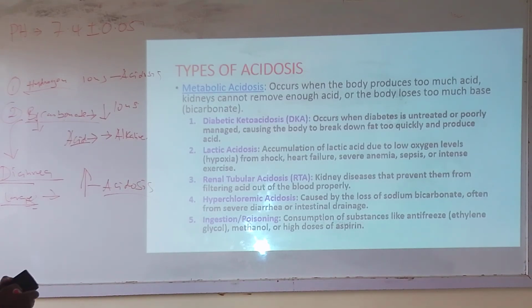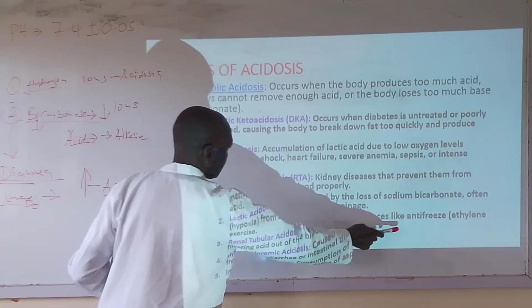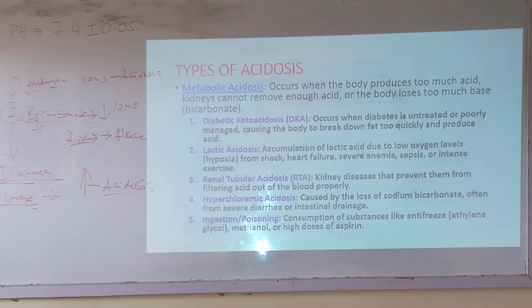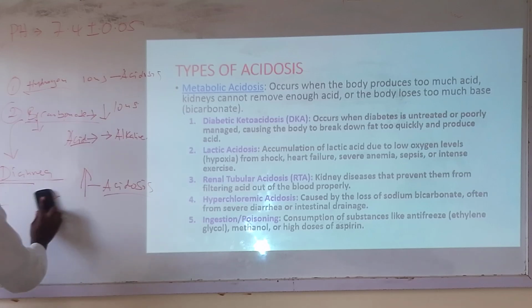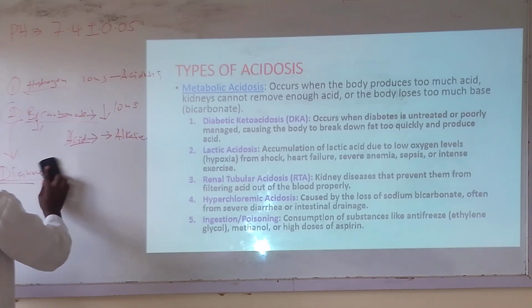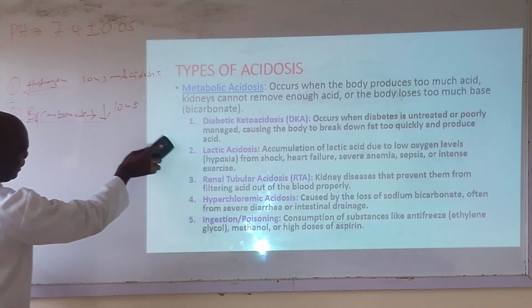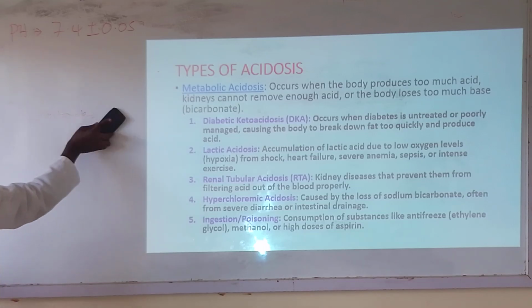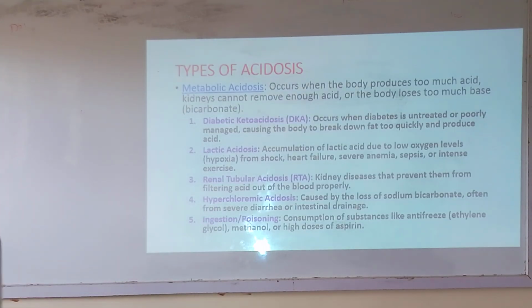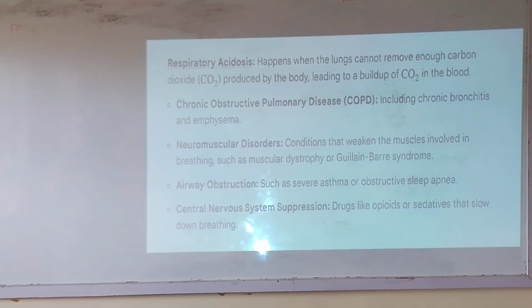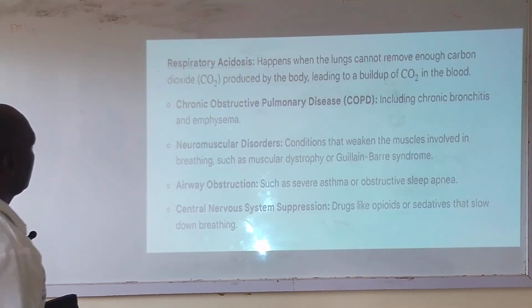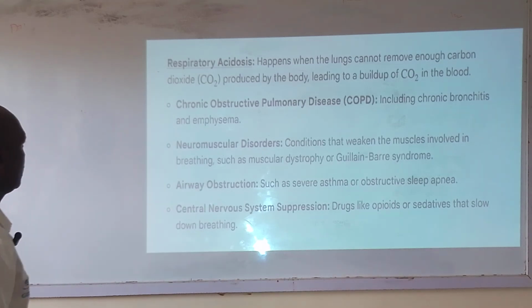Then we have also the issue of ingestion and poisoning. When you take substances like antifreeze or even too much alcohol, it can also change the pH of the body, and then you can also get acidosis. So those are just types of metabolic acidosis. How about respiratory acidosis? This one we had talked about initially.